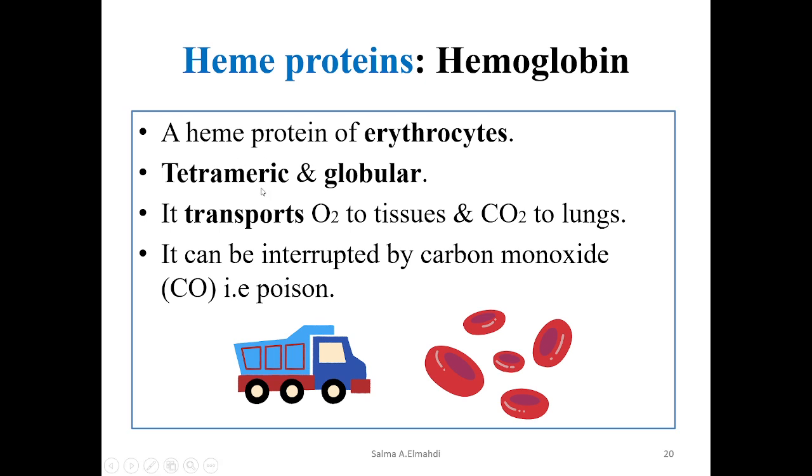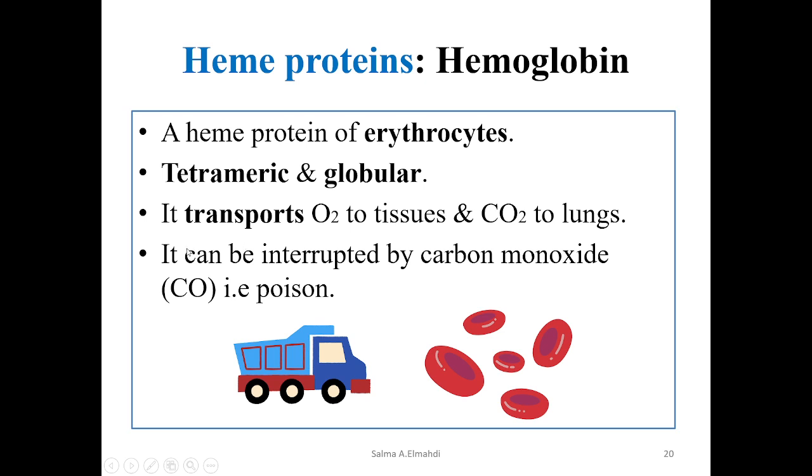It is tetrameric, so it consists of four protein or polypeptide chains. The overall shape of it is globular, similar to myoglobin. The function is transportation instead of storing, as we said in myoglobin. Hemoglobin transports oxygen to tissues and carbon dioxide to lungs.